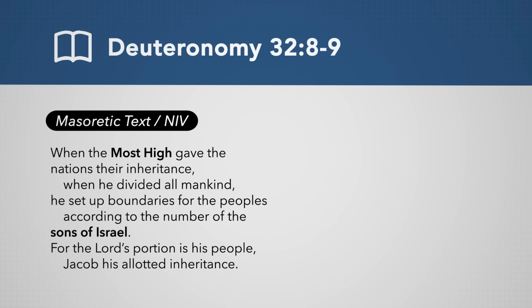In Deuteronomy 32 verses 8 to 9, the NIV follows the Masoretic Text and reads, "When the Most High gave the nations their inheritance, when he divided all mankind, he set up boundaries for the peoples according to the number of the sons of Israel. For the Lord's portion is his people, Jacob his allotted inheritance."